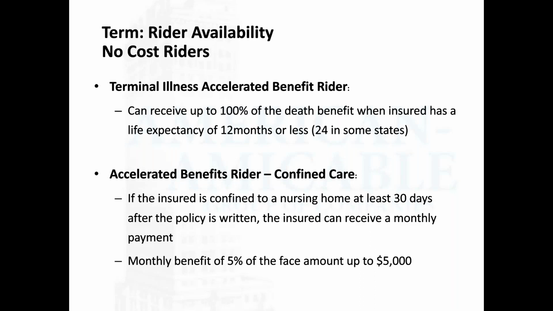The other rider for the chronic care says that if your client can't perform 2 out of their 6 activities of daily living, which are things like bathing, putting on your clothes, feeding yourself, they can access the money in their policy that way as well. So it gives them a lot of opportunities to access the death benefit in their policy without actually having to pay. Let me spend a minute on each of the main 3 products that we sell.